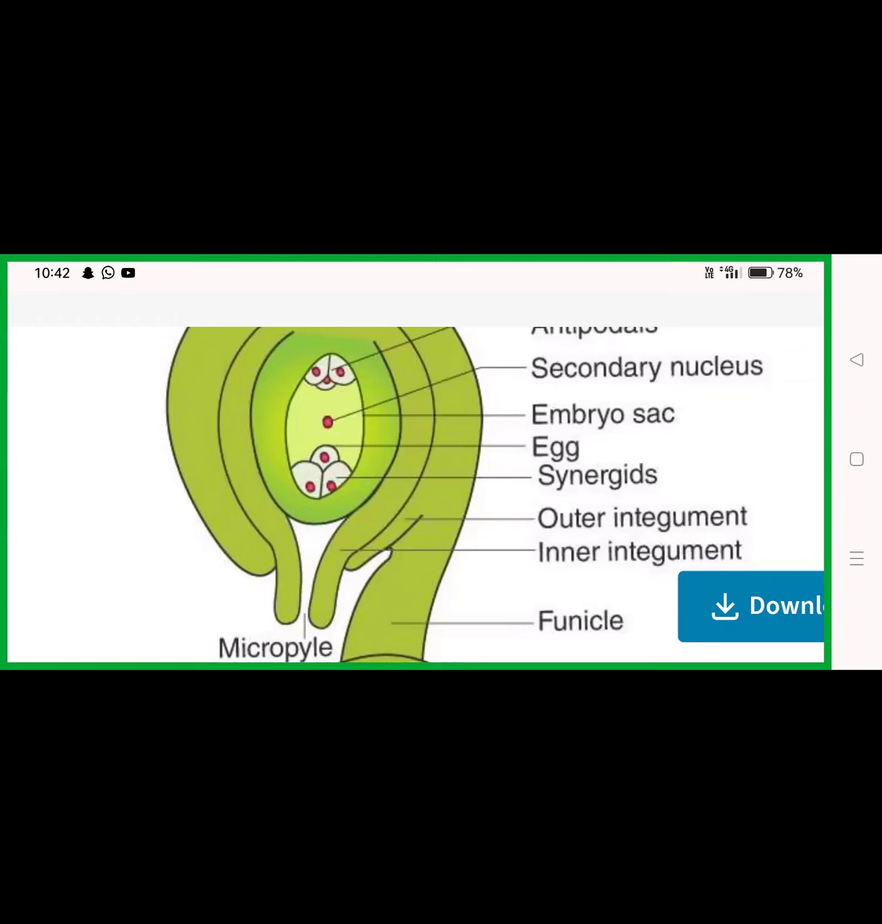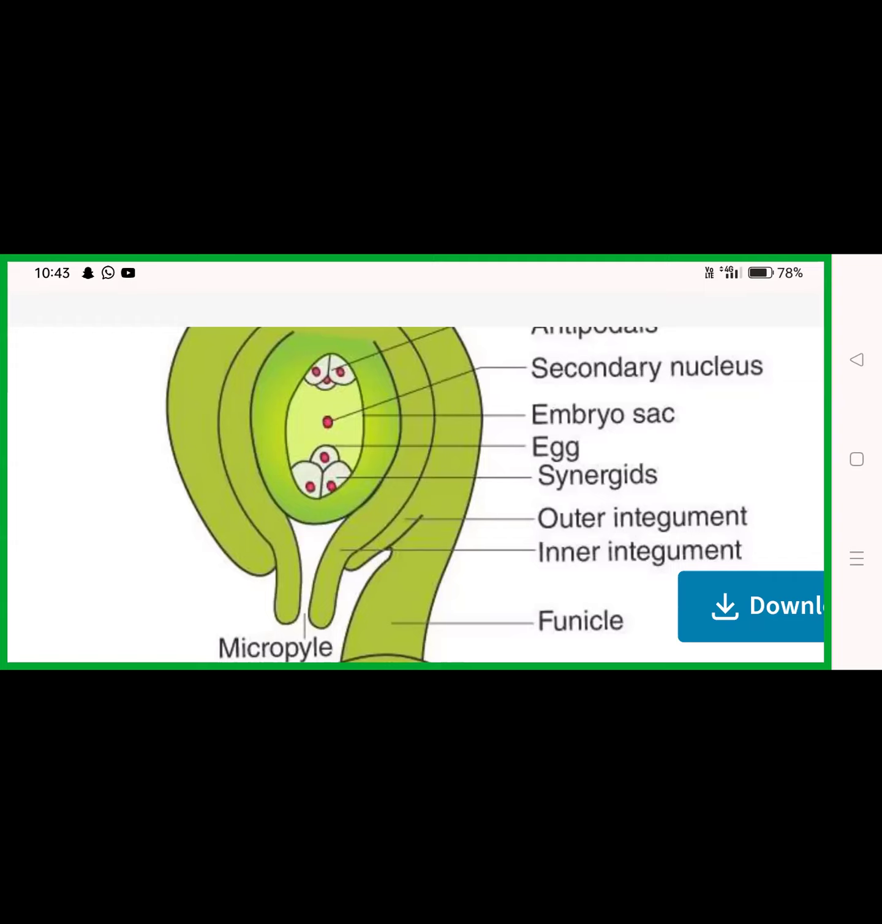Double fertilization. Next, coming to syngamy: the union of male and female nucleus is known as syngamy. As a result, a diploid zygote is formed. Syngamy was described by Strasburger. Triple fusion and double fertilization were given by Navashin. Triple fusion is the union of the male nucleus with the secondary nucleus.